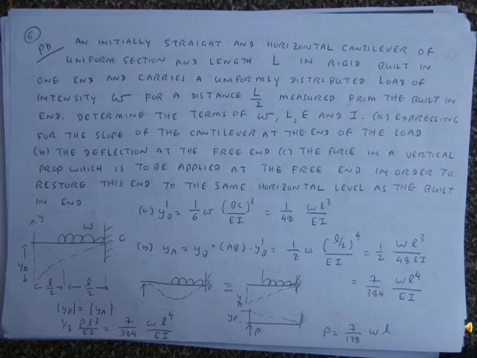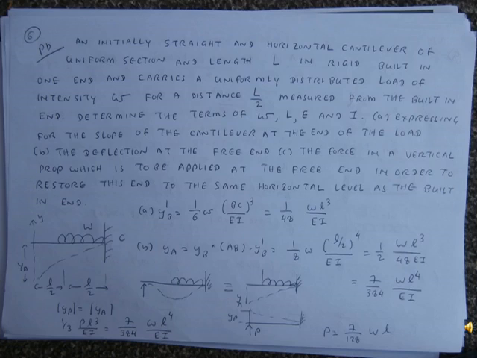So in this case, the beam is a straight line and also in a horizontal condition. The beam has a uniform section and a length equal to L. It is fixed at one end and carries a uniformly distributed load of omega, distributed over a distance of L/2. So we have to find it in terms of omega, L, E, and I.